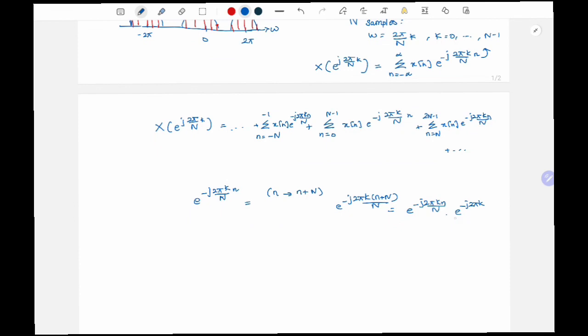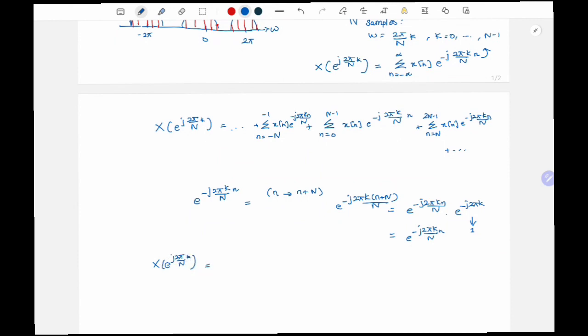So this 2 pi k is anyway equal to 1 because it is an integer multiple of 2 pi, and we know that the exponential of minus j 2 pi into any integer is going to be equal to 1. So this will be equal to e power minus j 2 pi k n by N. So it is periodic.